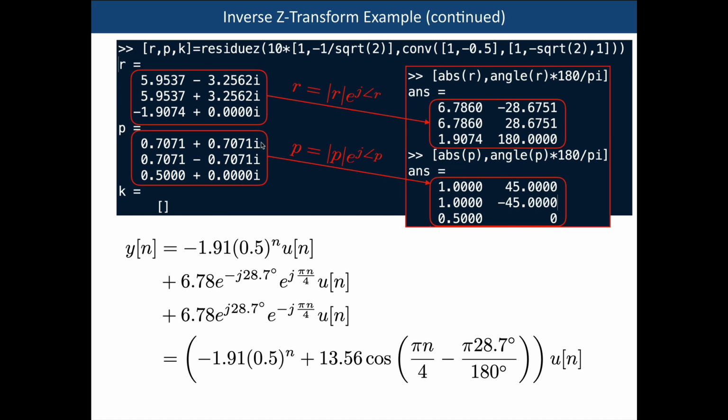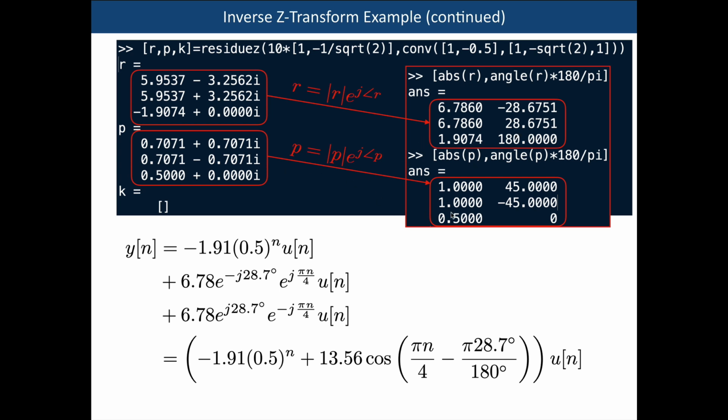So, I don't know, trying to make this thing easy, I think our textbook does this sometimes. I took the residues and the poles, which are given in MATLAB in rectangular coordinates, and I expressed them in terms of polar coordinates. I took the absolute value and the angle, then multiplied by 180 over pi to express them in degrees.